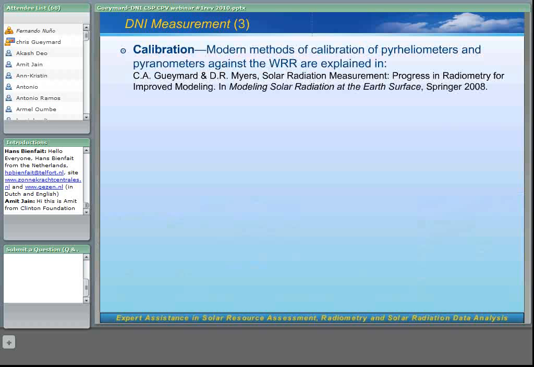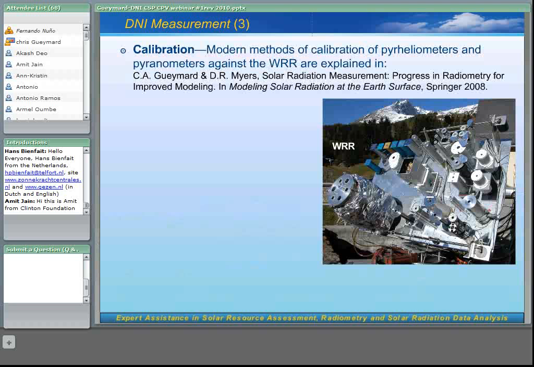Calibration is very important. You cannot have a good measurement if the instrument is not well calibrated and also very frequently calibrated, which means at least once a year. So there are modern methods of calibration for both pyrheliometers and pyranometers, and that is done against the World Radiometric Reference, and these methods are explained in that book here, book chapter actually.